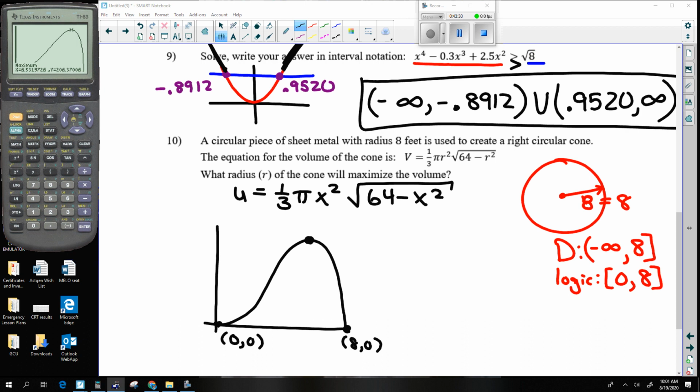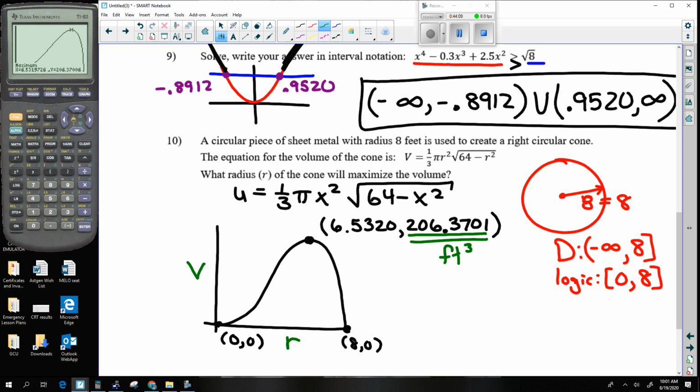It says this tippy top is at 6.5320, 206.3701. What does that mean? This x represents the radius. This y represents the volume. So the maximum volume is 206.3701 cubic feet.